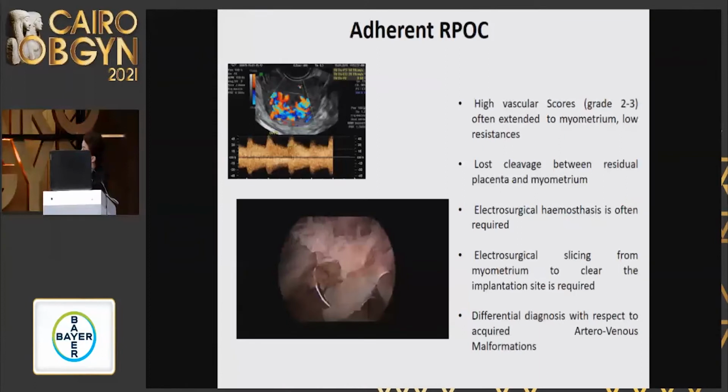So in adherent retained product of conception with a high vascular score, often extending to the myometrium with low resistance, we lose the cleavage between residual placenta and myometrium, and electrosurgical hemostasis is often required. Electrosurgical slicing of the myometrium to clear the implantation is frequently required, and we must always remember to exclude any arteriovenous malformation beforehand.